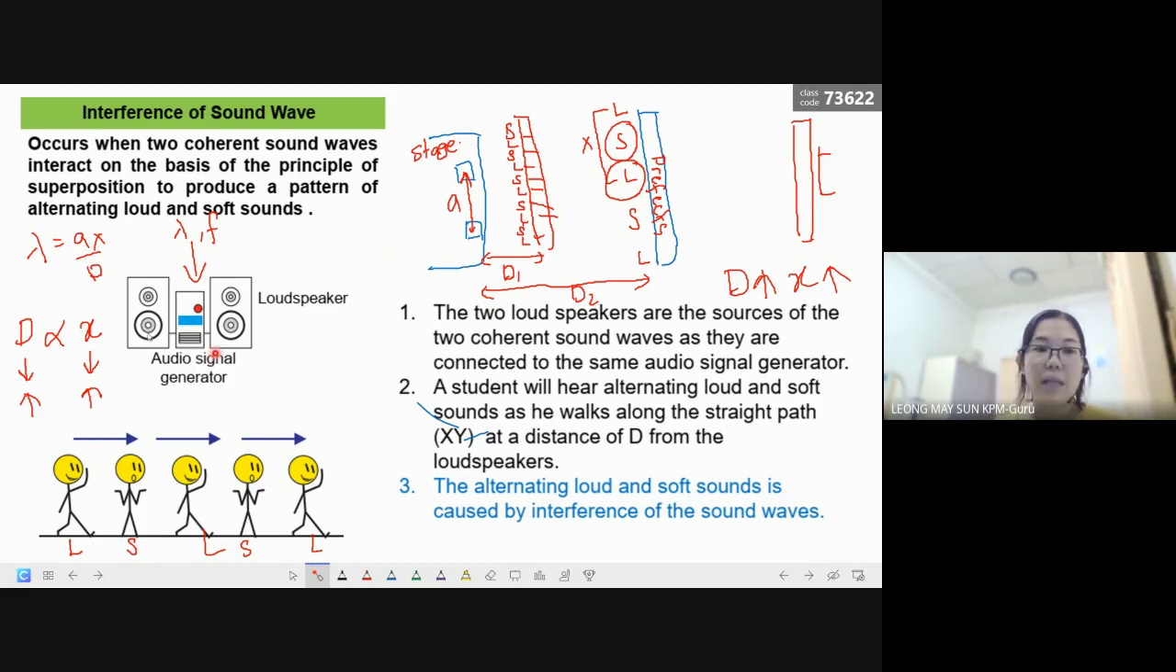All right. So you have to analyze back in this formula if you want to know whether you're hearing the loud or the soft sound. Okay. Please, Form 4, Form 5, after this, don't complain that you are sitting at the destructive interference location when you can't hear the announcement or the things that are being mentioned in the assembly.